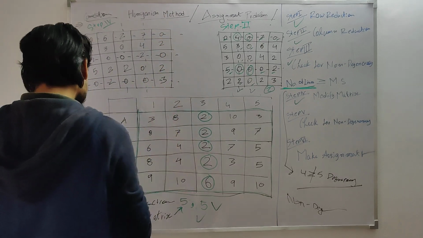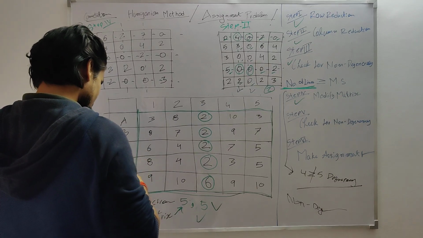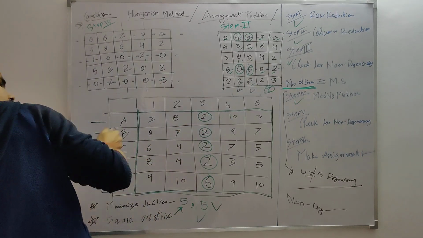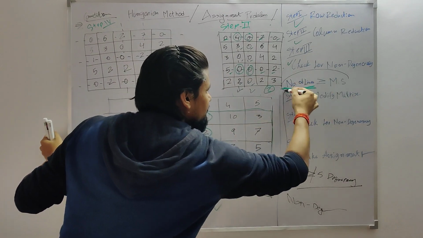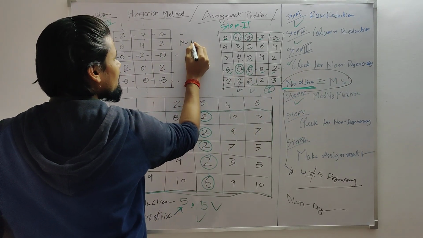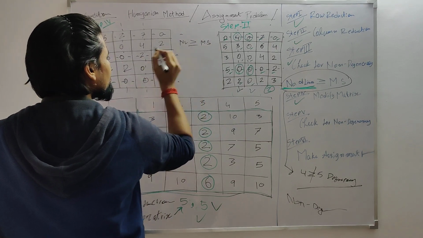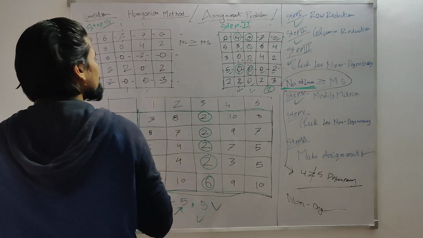Now try to count the line. So our equation from here, this is our equation. So we will try to put this: the number of lines should be greater than or equal to the matrix size.